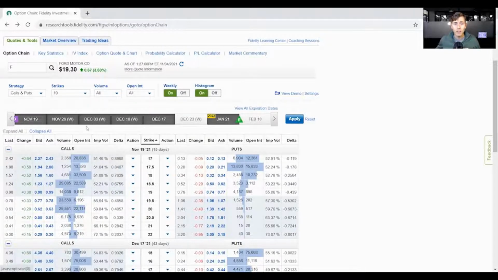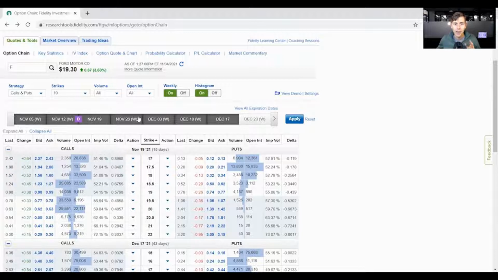Weekly options, they just expire on a given week on that Friday. So you can see here, today in this example, it's November 4th. So there are options that expire weekly, literally tomorrow, November 5th, November 12th, November 19th. You'll see that November 19th doesn't have that W. That's because it's a monthly option. Okay. Monthly options expire on the third Friday of the month.